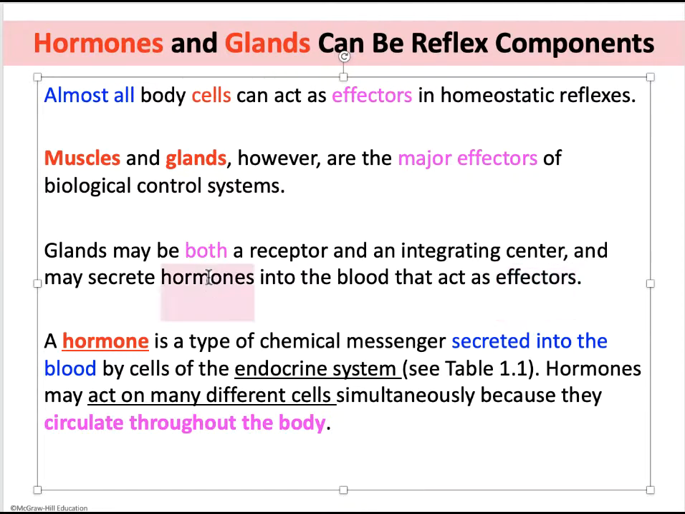So what is a hormone? Well, there's a definition here. A hormone is a chemical messenger that's secreted into the blood by cells of the endocrine system. And we'll learn about the endocrine system subsequently. Now, these hormones may act on many different cells simultaneously because they are present throughout the entire body at various levels. So some cells will respond to this chemical, other cells will ignore it.